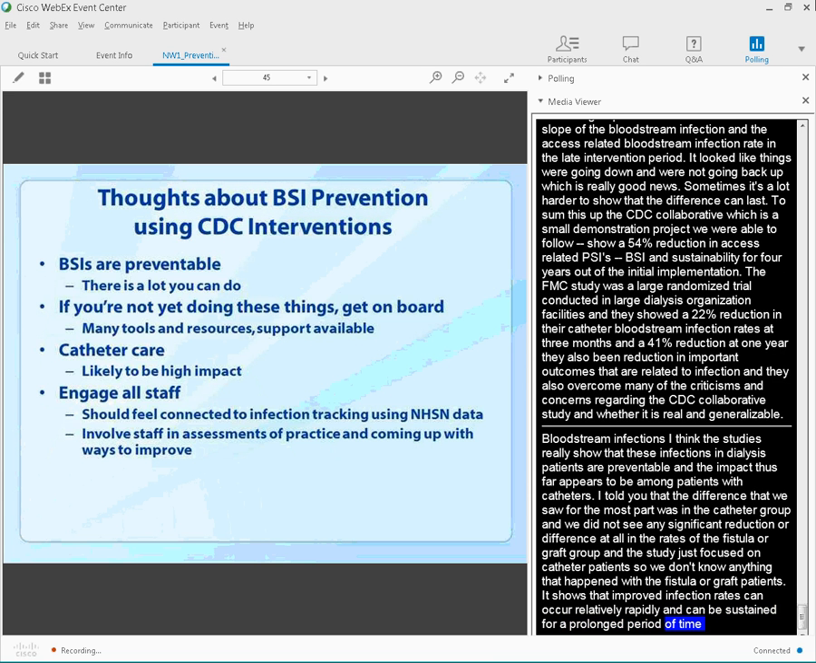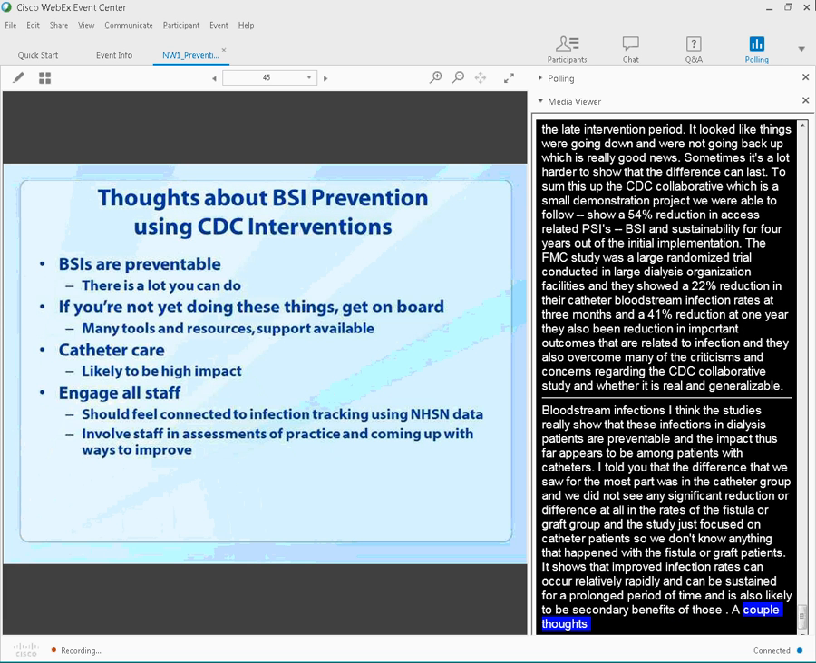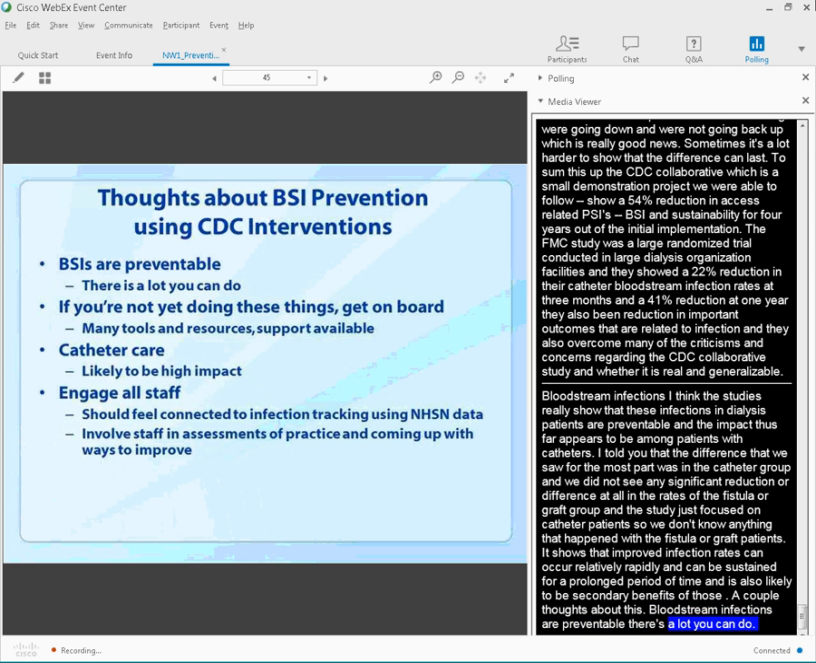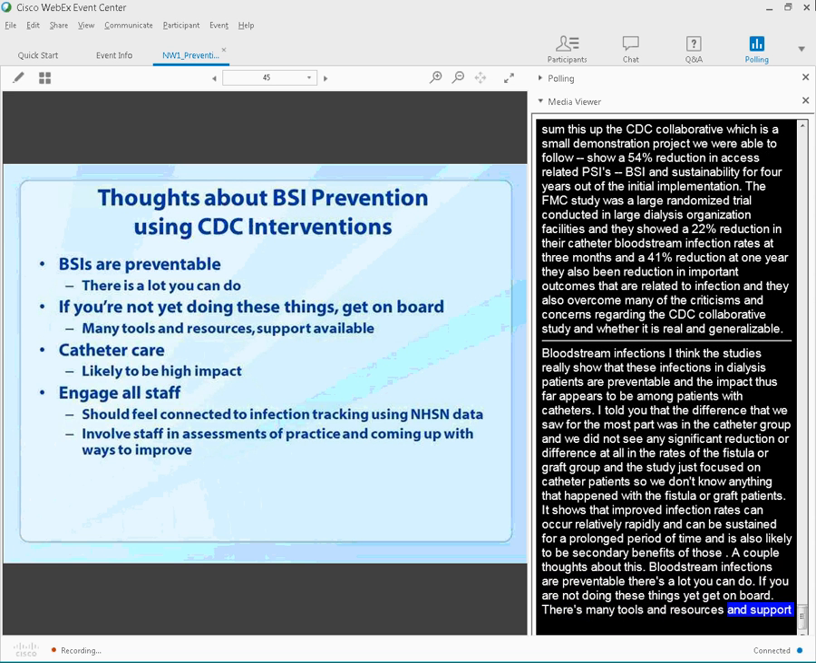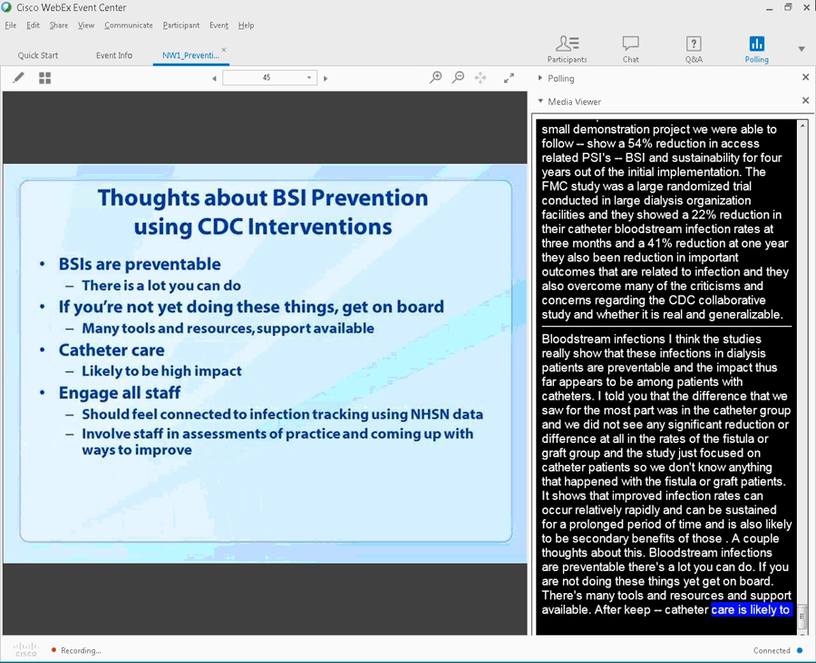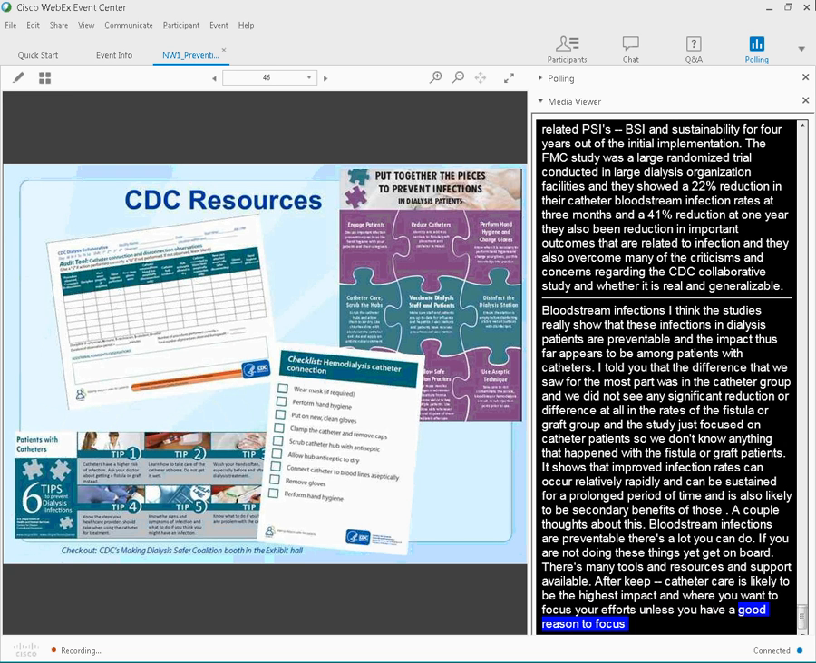So a couple of thoughts about this. BSIs are preventable. There's a lot you can do. If you're not doing these things yet, this is a great time to get on board. There's lots of tools and resources available and support from the network and others. Catheter care is likely to be the highest impact and where you might want to focus your efforts unless you really have a good reason to focus them elsewhere. And it's also important to engage all staff as much as possible, involve them in assessments of practice and coming up with ways to improve, because at least in our experience we found that that's been very helpful.